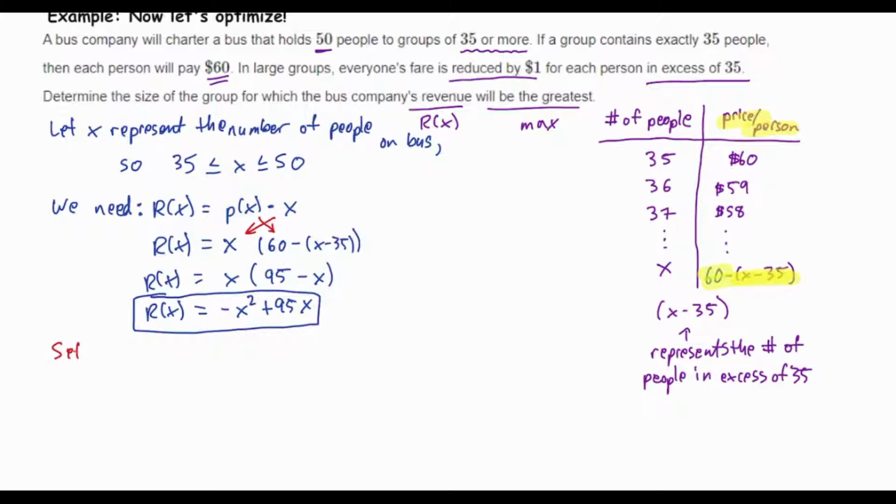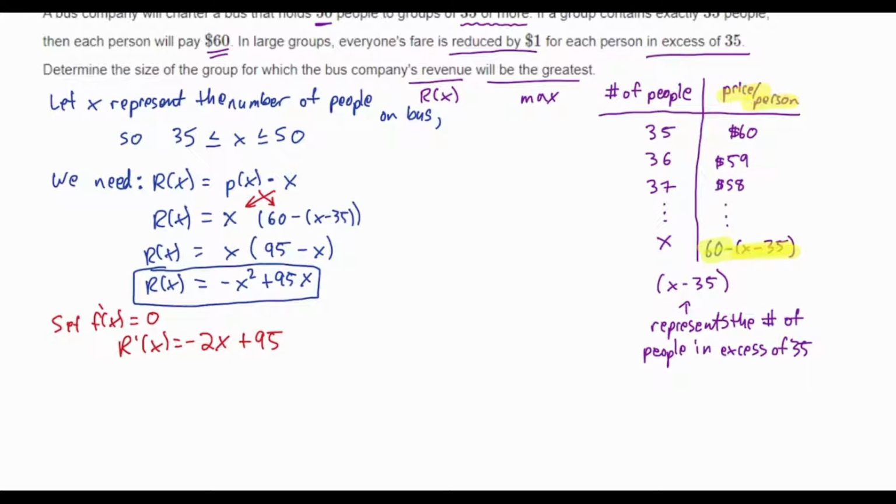And I'll just write a note. We're going to set our derivative function equal to 0. So the derivative is going to be r prime x is equal to negative 2x plus 95. I'm going to set that function equal to 0. So negative 2x plus 95 equals 0.